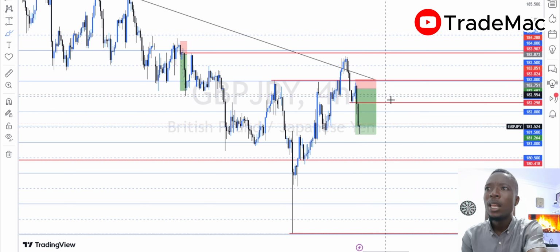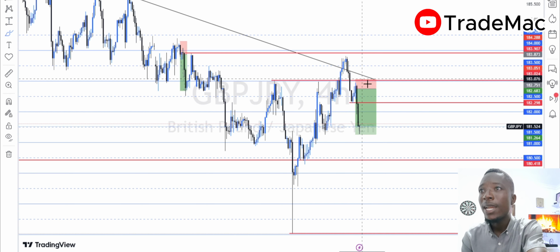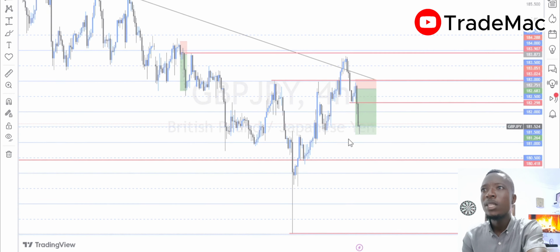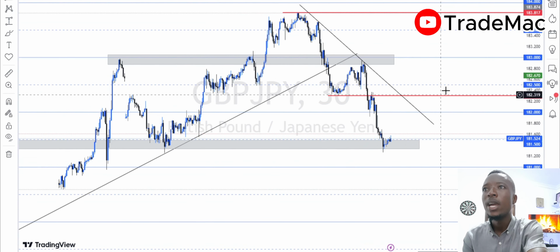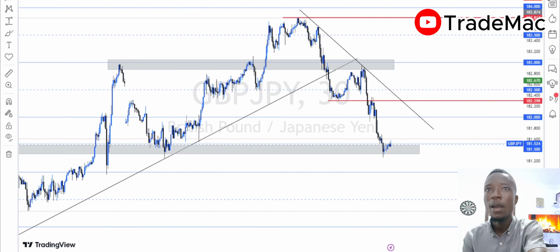But since last week was full of news, the market was so volatile to the extent that it never created an opportunity. So good for me, I went to the 30 minutes time frame, and at the 30 minutes time frame I had an opportunity to enter a trade right here.